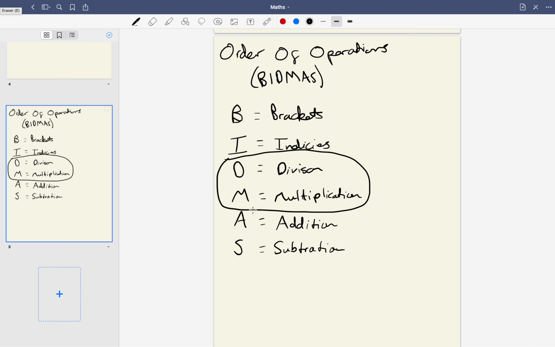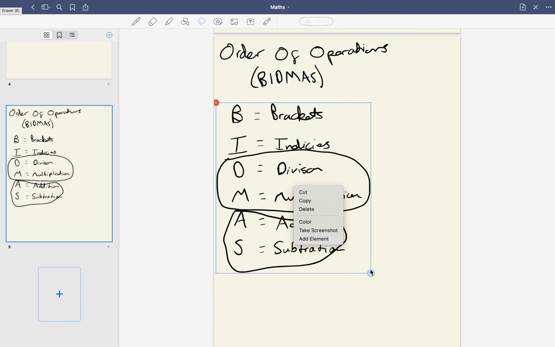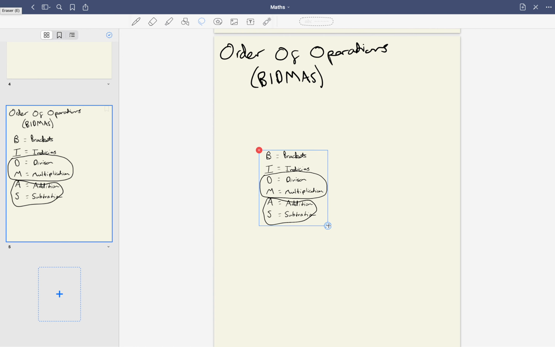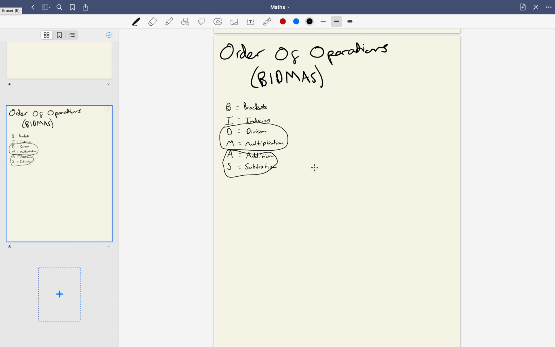Just for now, I'm going to group some of these together. So the D and M I'm going to group together, and then I'm going to group the A and S together. Not very well, but I'll try my best. I'm just going to lasso this and make it a bit smaller, so I've got some room to work with. So what this means is you're working in a sort of going down arrow.